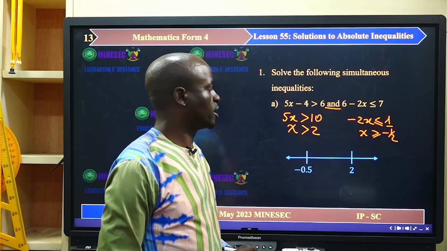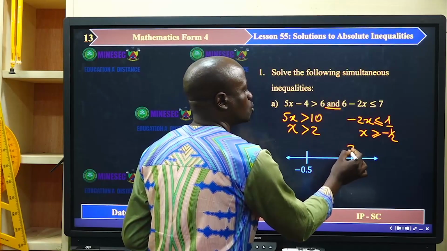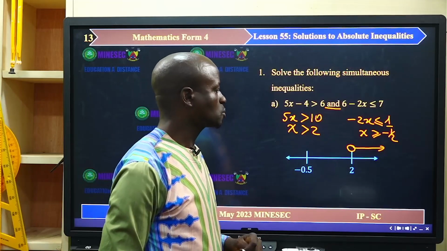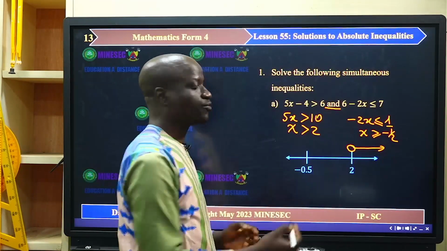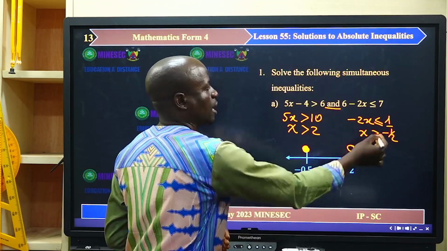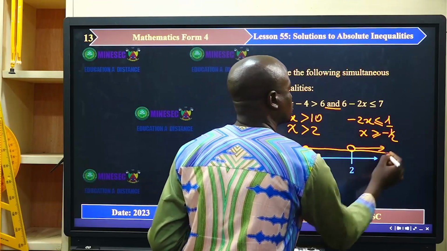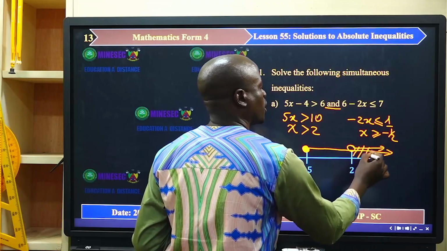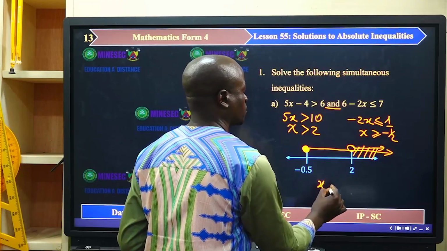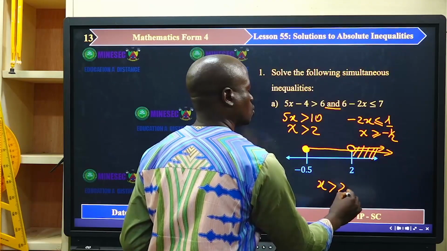This is our inequality, the number line on which we will represent these two inequalities. X is greater than 2. So we have an open circle and the arrow moves to the right. Next, we go to negative 0.5 or negative half. There we have a closed circle, and x is greater than or equal to negative half. So the arrow also moves to the right. So this region is the area that intersects, that belongs to the two intervals. So effectively, we are saying x is greater than 2.